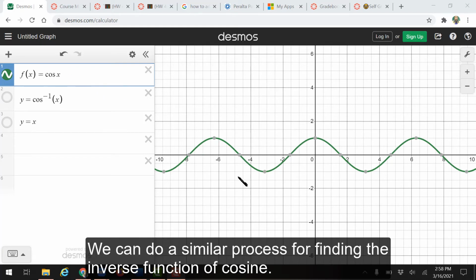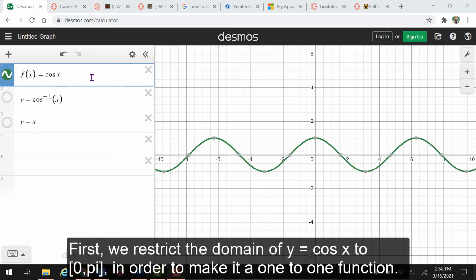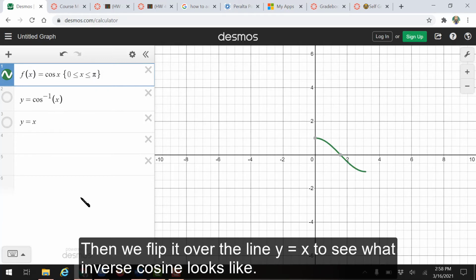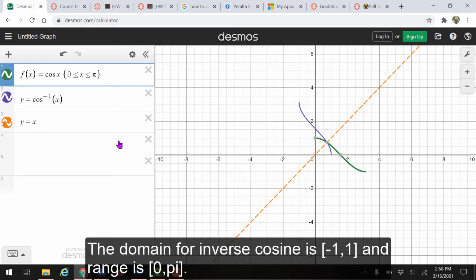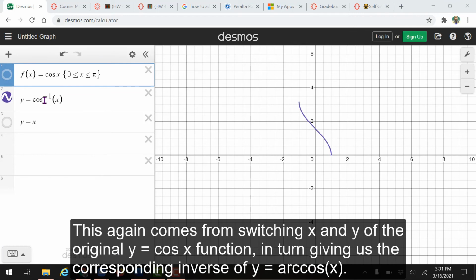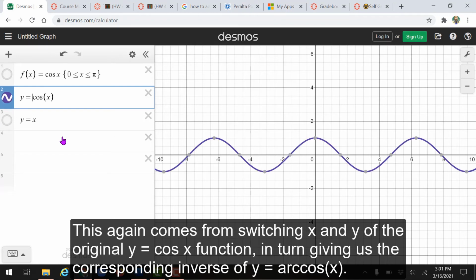We can do a similar process for finding the inverse function of cosine. First, we restrict the domain of y equals cosine x to 0 to pi in order to make it a one-to-one function. Then we flip it over the line y equals x to see what inverse cosine looks like. The domain for inverse cosine is negative 1 to 1, and range is 0 to pi. This again comes from switching x and y of the original y equals cosine x function, in turn giving us the corresponding inverse function of y equals arc cosine x.